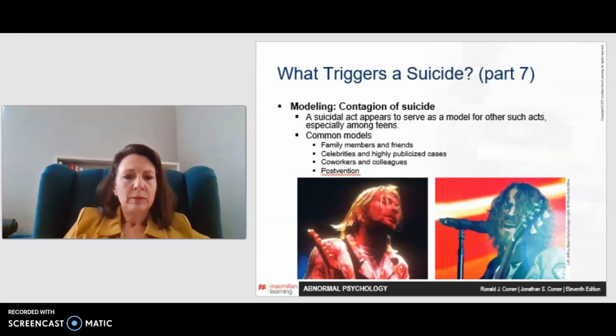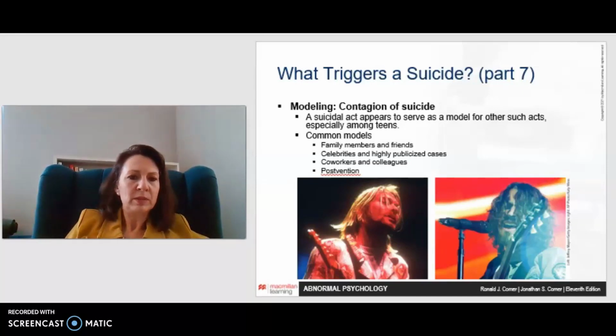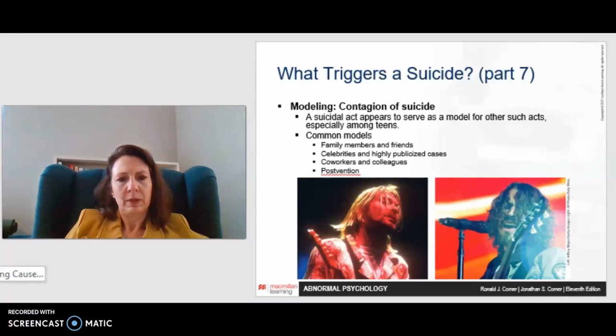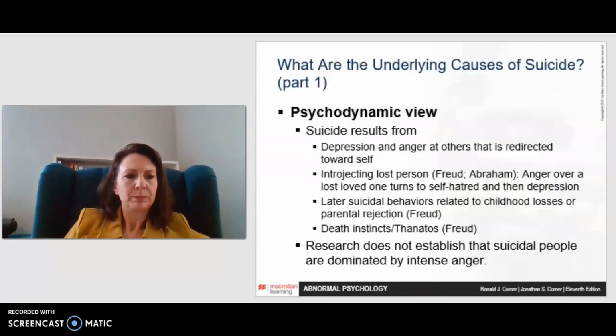When Kurt Cobain committed suicide, we saw a lot of modeling that took place there, and especially among teens. So prominent celebrities committing suicide does produce a copycat effect. And so we need to look out for those things in society when they happen.